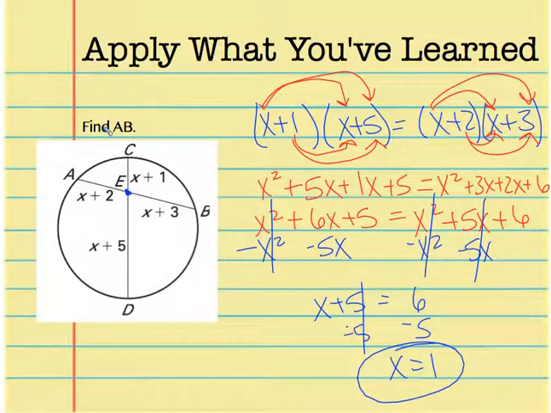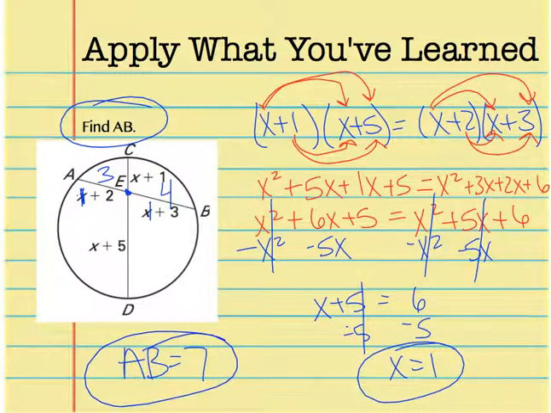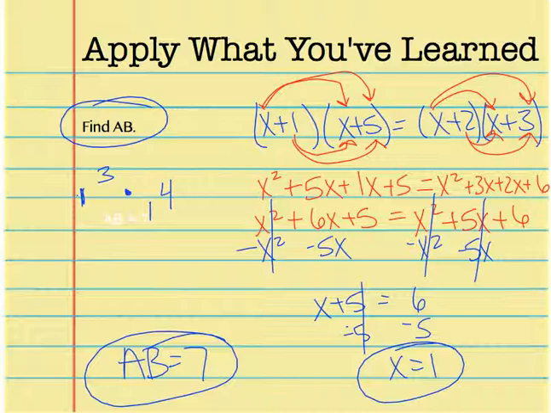Now, that's not what we were supposed to find. We're supposed to find AB. So if x is 1, we get 1 plus 2 is 3. 1 plus 3 is 4. And AB equals 7. Let's see if I hid the answer under here. Yeah, it's 7.